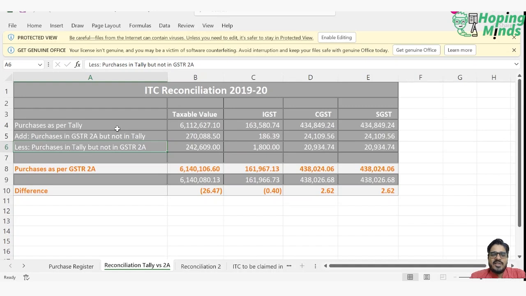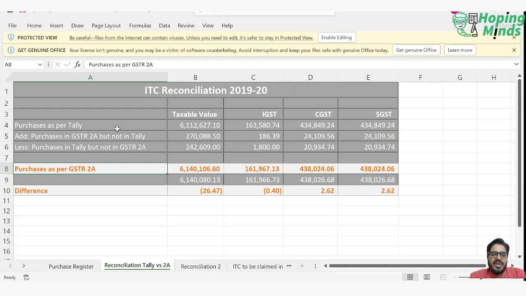Then purchases in Tally but not in GSTR 2A or 2B. So these invoices have been booked in our books of accounts, but the suppliers have not filed their GSTR 1 return or have incorrectly entered our GSTIN in their GSTR 1 return, due to which these are not appearing in our GSTR 2A or 2B. So 2,42,609 rupees is the taxable value, against which input tax credit is 1800 under the IGST, 20,934.74 under CGST and the same amount under SGST.